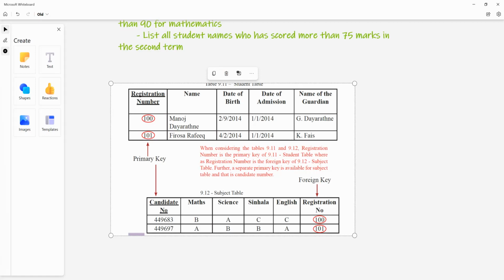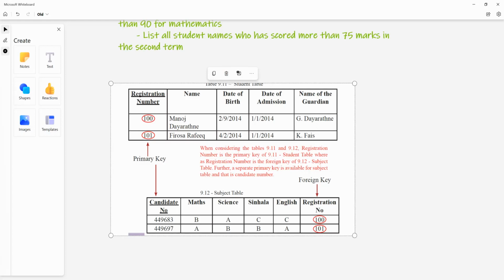Right. Dulaj, can you tell me what is the primary key in 9.12? It's the candidate number. So you see in the subjects table, candidate number is underlined, so it's the primary key. You remember whenever we created a table, I said you have to identify the primary key, it's underlined.